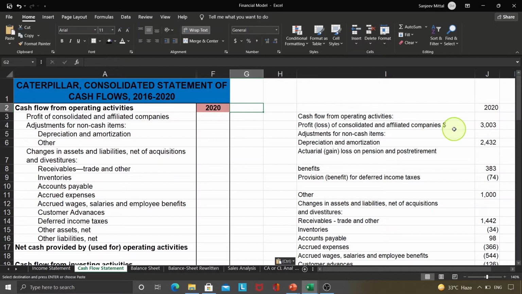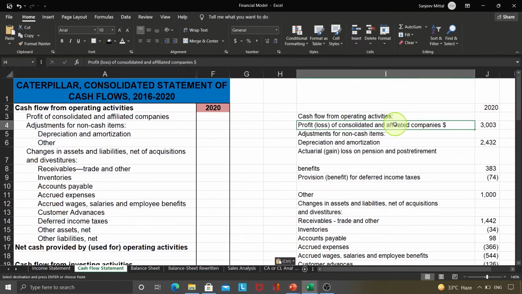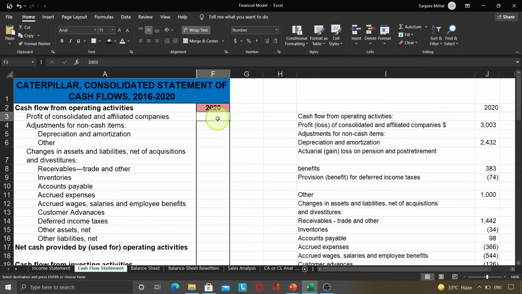So be with me. Now, you can see that the cash flow statement from the annual report is reflecting profit of consolidated and affiliated companies of 3003, and now you can see all this area is in white numbers because this whole area is white. But you can see that there are numbers hidden here. What I have done, I have colored these columns white. So I will unhide these one by one as we proceed further.